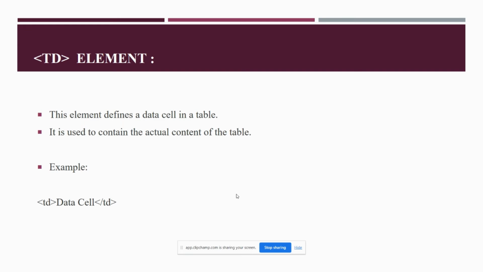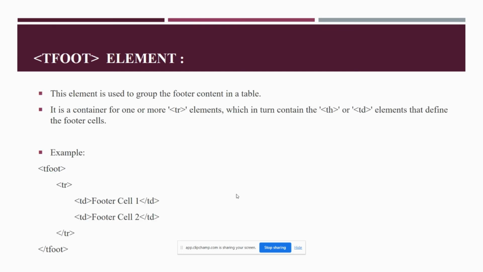TD element. This element defines a data cell in a table. It is used to contain the actual content of the table. For example, td data cell, closing td. Tfoot element. This element is used to group the footer content in a table. It is a container for one or more tr elements, which in turn contain the th or td elements that define the footer cells. For example, tfoot, opening tr, opening td footer cell 1, opening td footer cell 2, closing tr, closing tfoot.